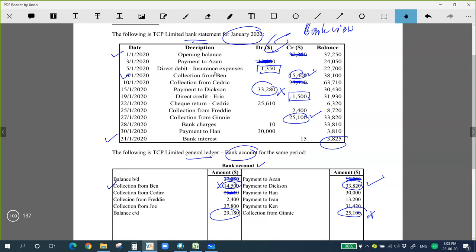Check return Cedric. It means that previously we received the amount, but this amount has been reversed by the bank. Why did they make the reversal? Maybe Cedric's bank account did not have enough balance, that's why the bank reversed the amount. So you can see that this check return has been shown in your bank statement. However, this amount does not appear in your bank account. Meaning that this reversal, we have to adjust in the bank account later.